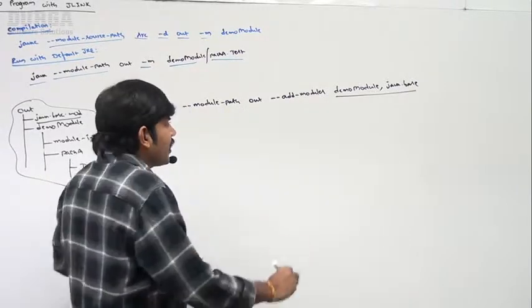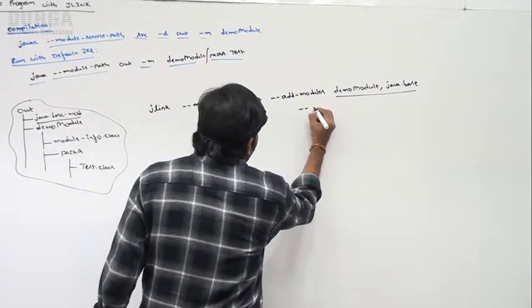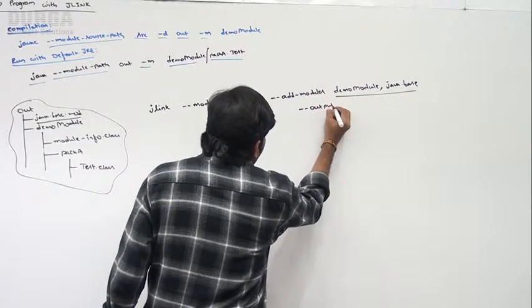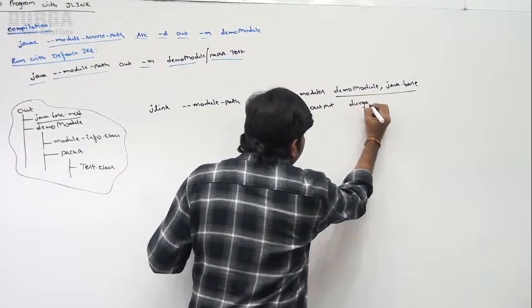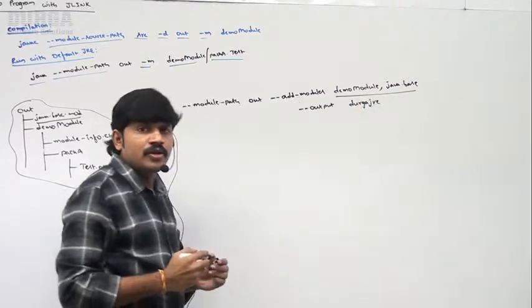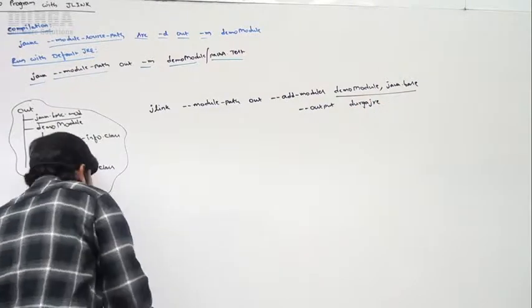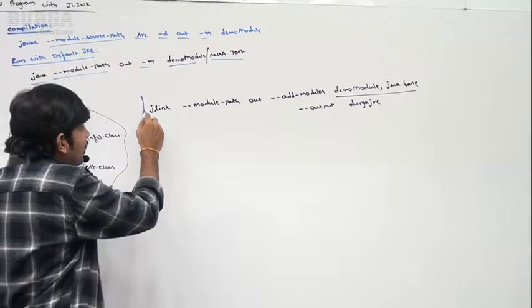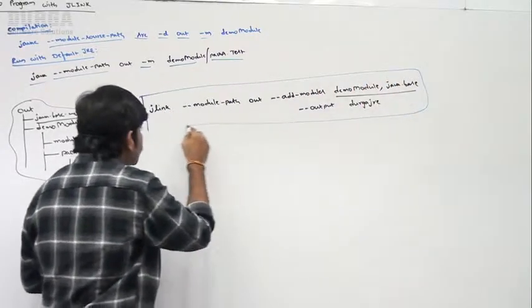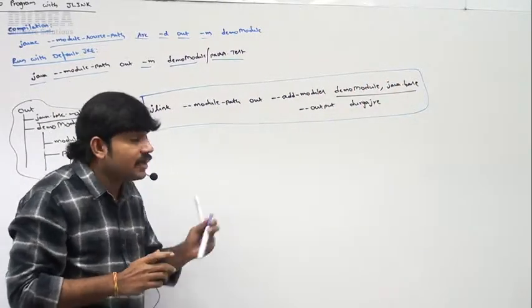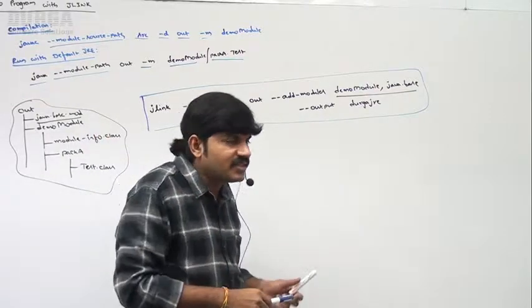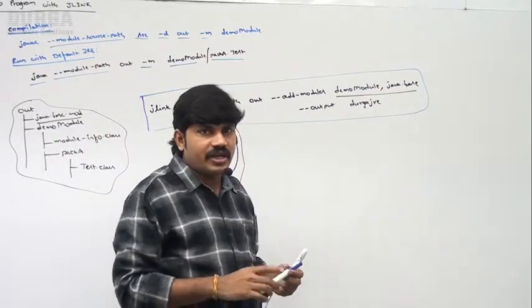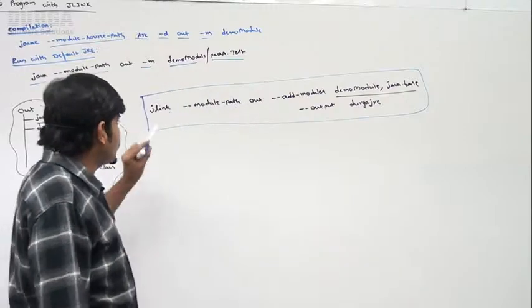And then what do I have to take, sir? --output DurgaJRE. Are you getting? DurgaJRE, like this, right? Observe, this is the command we require to create our own customized JRE. What is the name of the customized JRE? Can you spell out? DurgaJRE. Can you please tell once again?